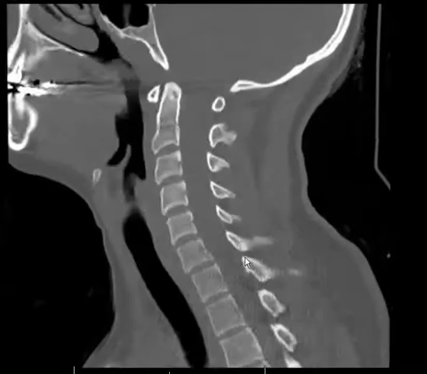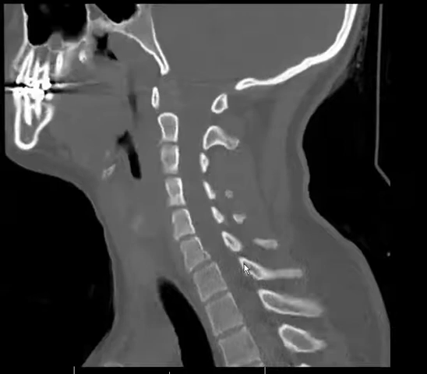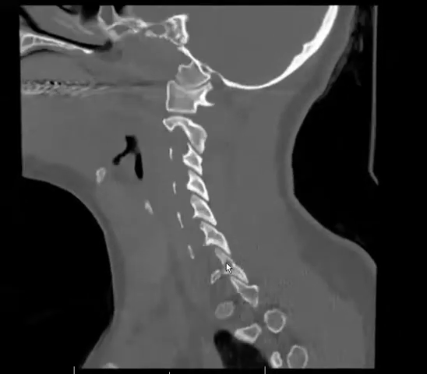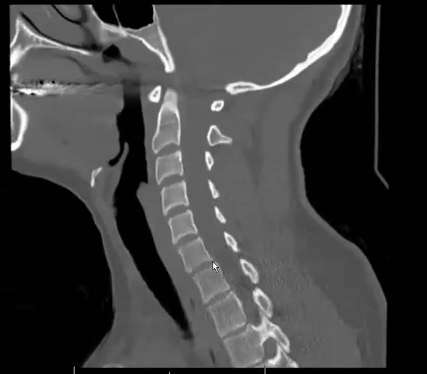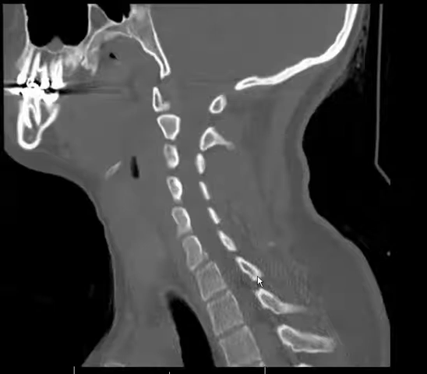ligaments that are involved. This represents a posterior column injury due to the fact that there's diastasis of the facets as well as a superior articular facet fracture. In addition, there's a middle column injury because of the grade 1 anterolisthesis of C6 on C7.